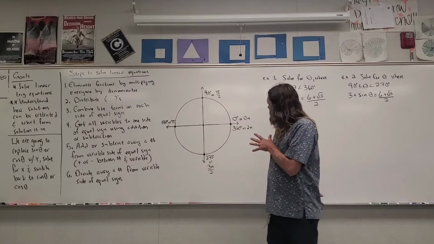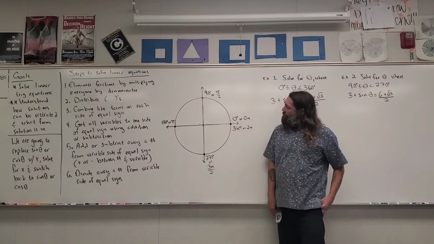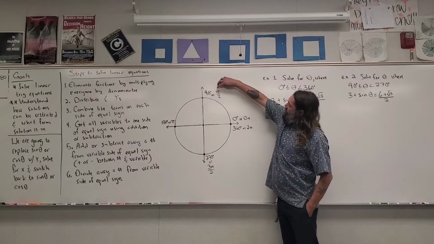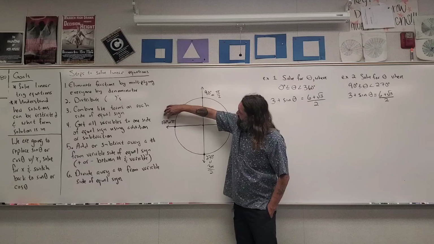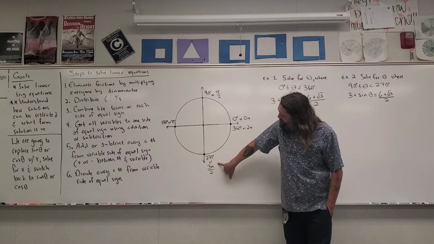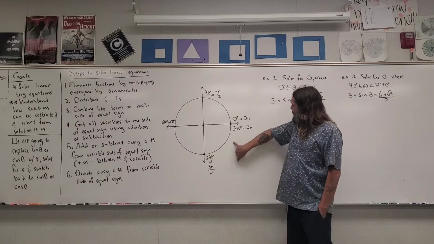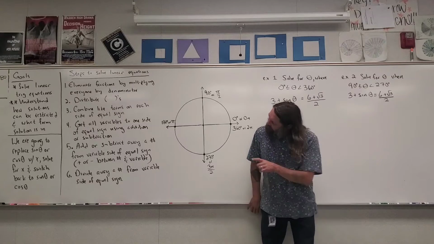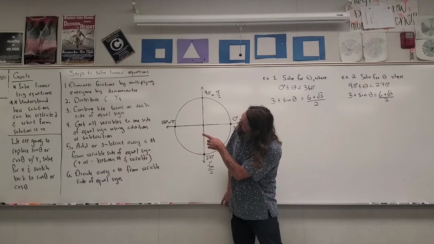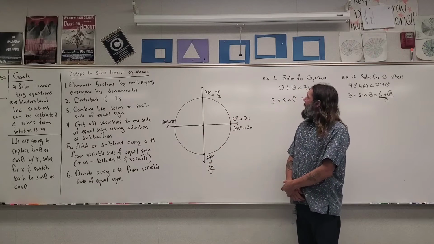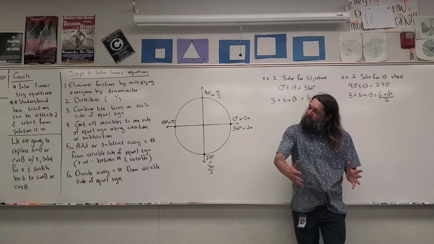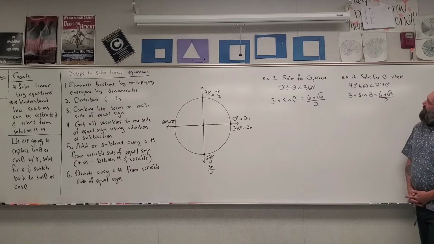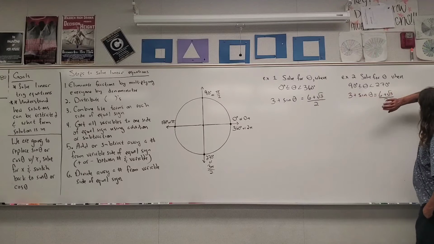I also have on the board a very minimal unit circle where I have 0 degrees or 0 pi, 90 degrees or pi over 2, 180 degrees or pi, 270 degrees or 3 pi over 2, and 360 degrees or 2 pi. I'm going to be referencing these when I talk about the second goal, understanding how solutions can be restricted. And finally, for this first part of the lesson, I have 2 examples I'd like to solve, and I have some restrictions on what the answers can be.